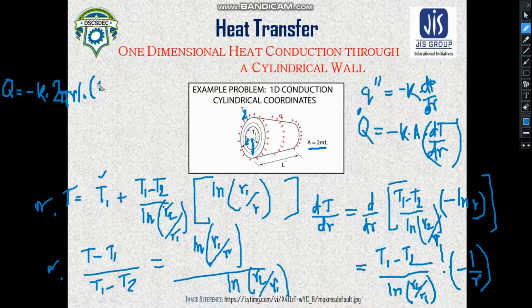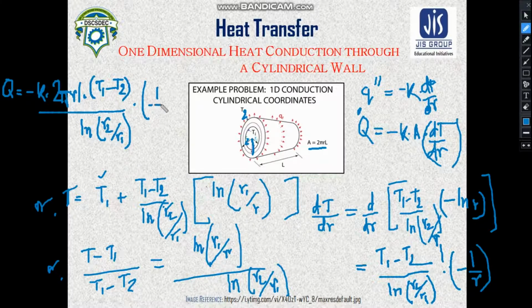Okay, and we can now write the value of dT/dr, which will be (T1 minus T2) divided by ln of R2 divided by R1, into minus 1 by R. So now you can see this R and this R are alike terms, and this minus and this minus will end up with a positive result. So I can just remove this, and I can remove this, and I can remove this also.